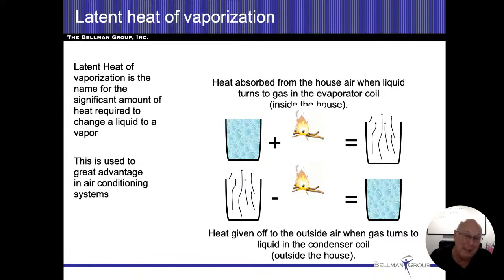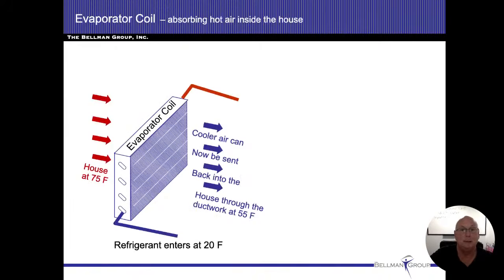For me, it was always easiest to remember that pot of water on the stove. If I've got a fire underneath the water, that water is absorbing heat. As I'm absorbing heat, I'm changing from a liquid to a gas. And vice versa, if I'm removing the heat, I'm going from a gas to a liquid. Latent heat of vaporization and latent heat of condensation.